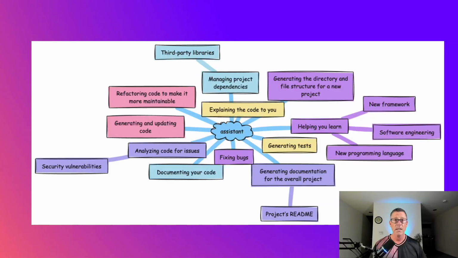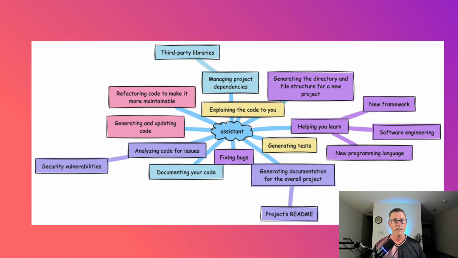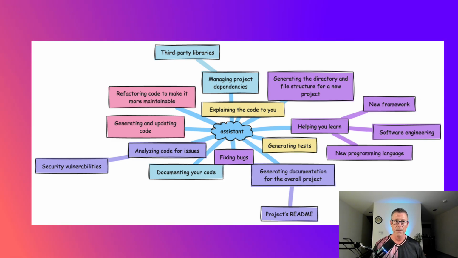Here's a small sampling of the tasks you can easily offload to an assistant. Generating the directory and file structure for a new project, generating and updating code, generating unit tests, documenting your code, generating documentation for the overall project, for example, your README file, fixing bugs, refactoring code to make it more maintainable, explaining the code to you, managing project dependencies such as third-party libraries, analyzing code for issues such as security vulnerabilities, helping you learn software engineering or a new programming language or a framework. Now there's more. Those are just the capabilities I tend to use frequently.